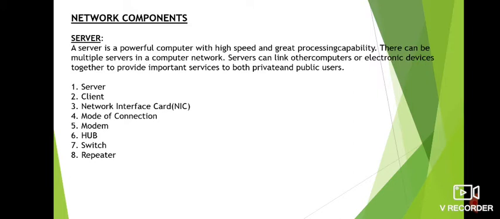Next is modem. A modem enables you to connect your computer to an available internet connection over the existing telephone lines. It converts the digital signals of a computer into analog signals to enable their transmission via phone. In other words, we can say that modem works as a modulator and demodulator.